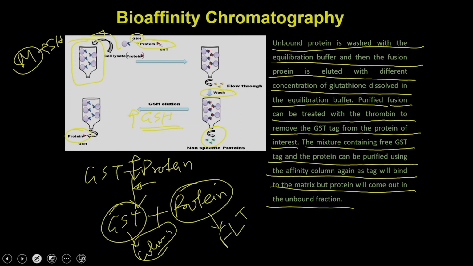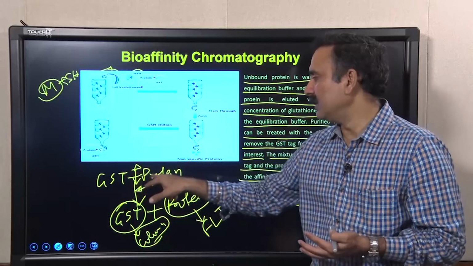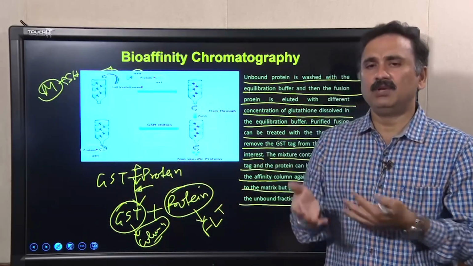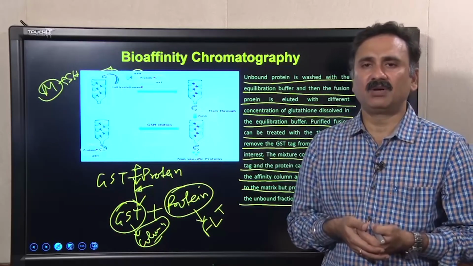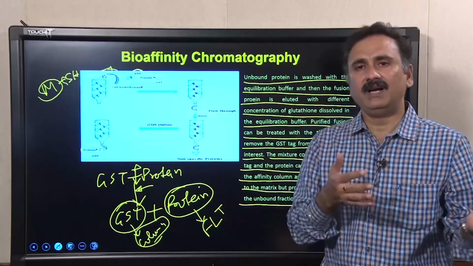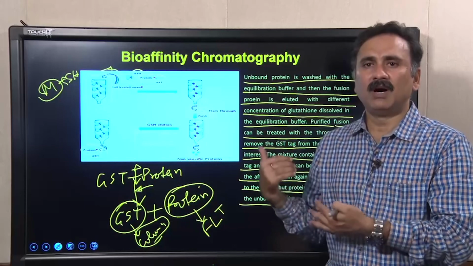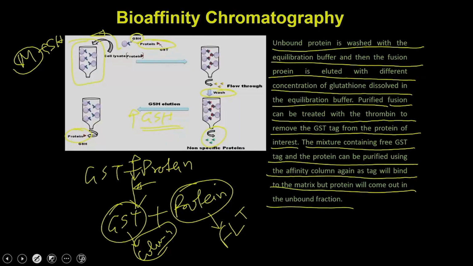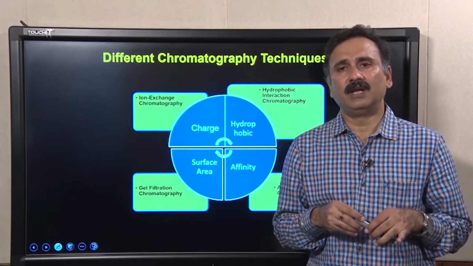So, you have to remove the GST simply by adding the protease, which is going to cleave the bond between the GST and the protein, and then you can simply run the affinity chromatography, where the GST will bind and the protein is going to come out from the column in the flow through, and you can collect the protein. So, with this I would like to conclude our lecture here.